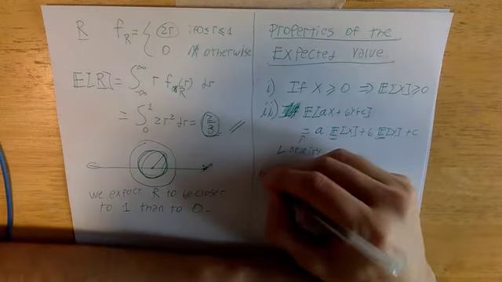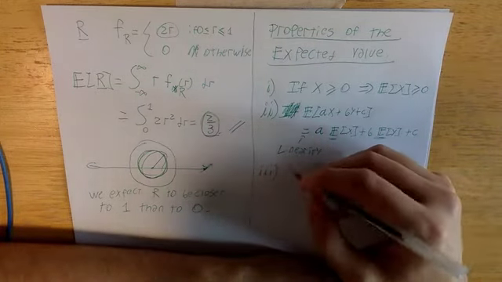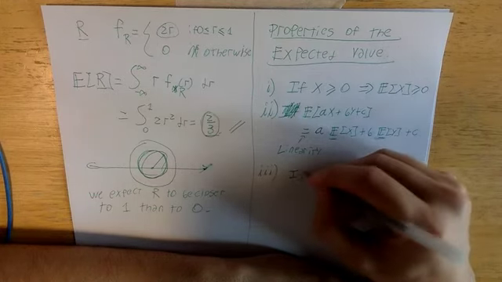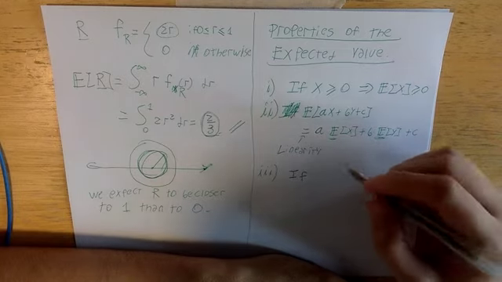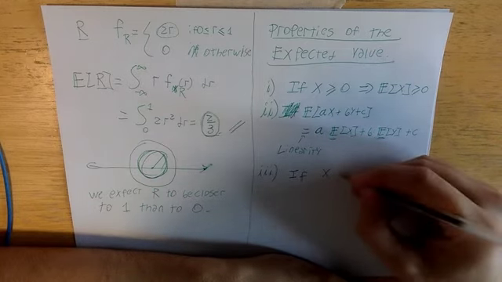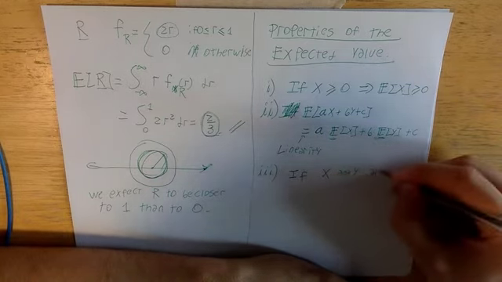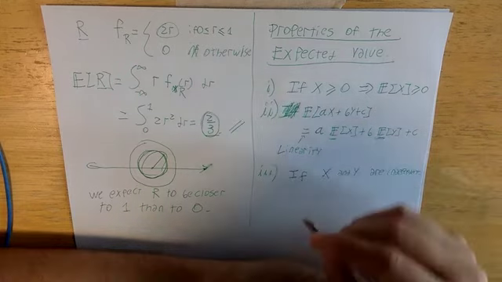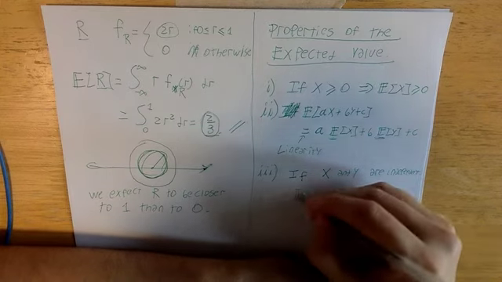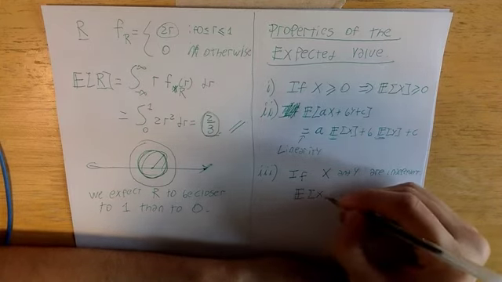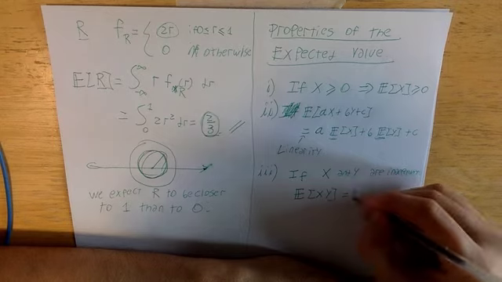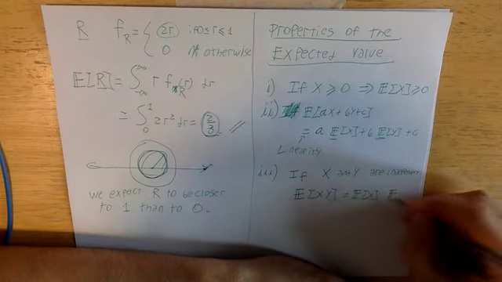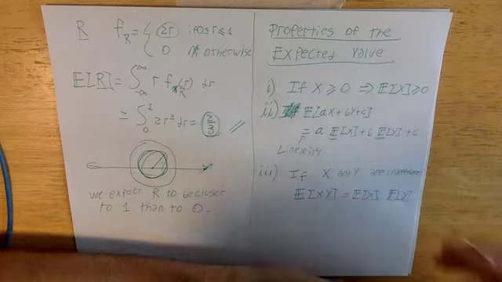What other thing do we get? Similarly, if X and Y are independent, then the expectation of X times Y is the expectation of X times the expectation of Y, which has to do with the correlations that we'll see in a second.